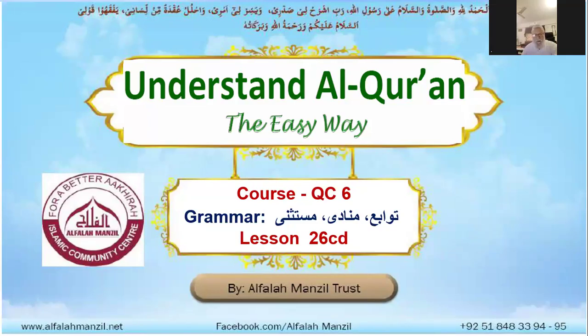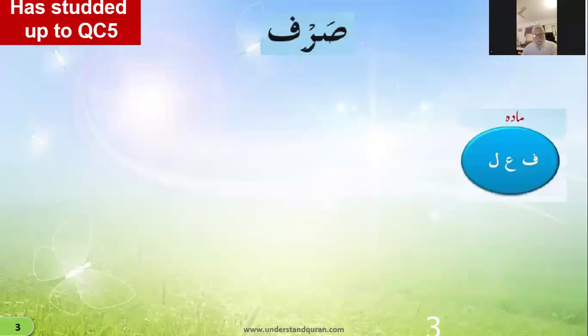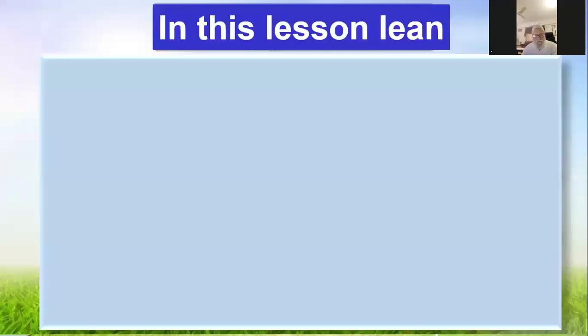Welcome to Understand Al-Quran the Easy Way Course 6 Lesson 26cd. Today we will study Tawabi', Munada and Mustathna. Before that, we know the grammar has two parts: sarf, forming or constructing words from the letters, and nahw, joining the words to make sentences. In today's lesson, we will study Tawabi', Munada and Mustathna.